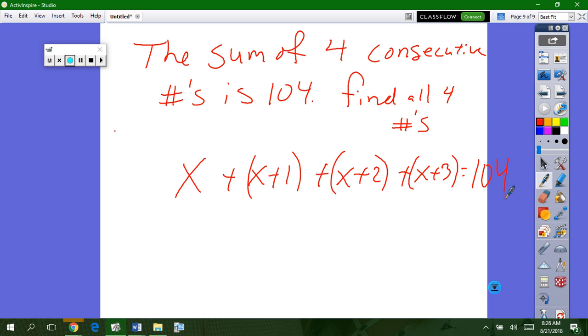How about if I did consecutive odd? 1, 3, 5, 7. Darn it, that's close. 1, 3, 5, 7. X plus 2, x plus 4, x plus 6. Make sense? Okay. Awesome.